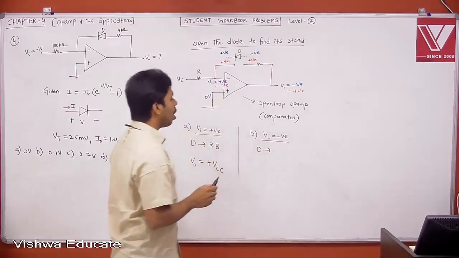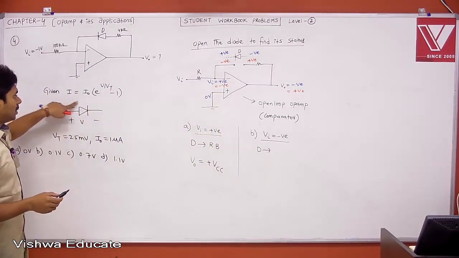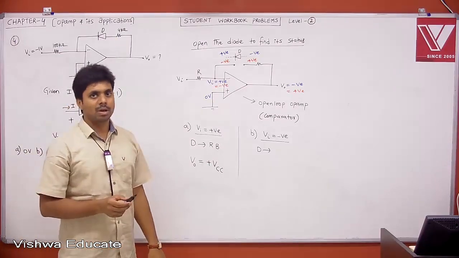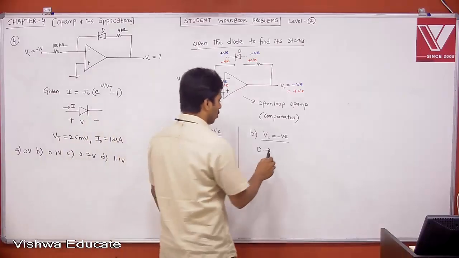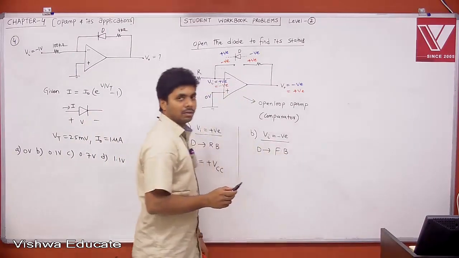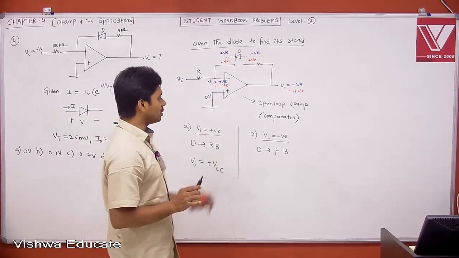Therefore, we should not say on and off. Why? Because the exact current equation is given. It means it is the exact model, not approximation 1, approximation 2, approximation 3. We have to use the exact equation. Therefore, either forward bias or reverse bias. That is what we need to say. Don't say on and off. When you say on and off, on means short circuit, off means open circuit. Like that. Now this is forward bias.